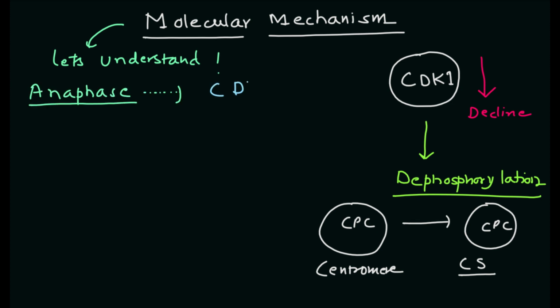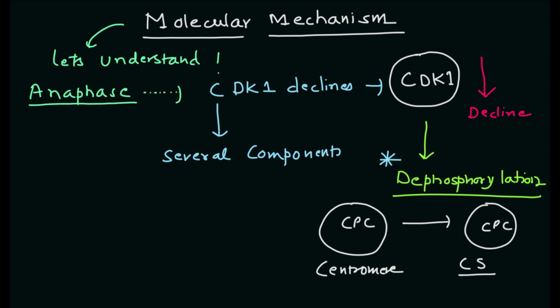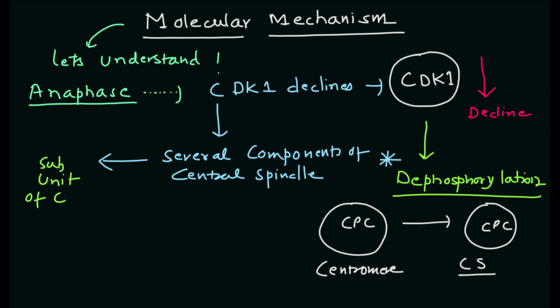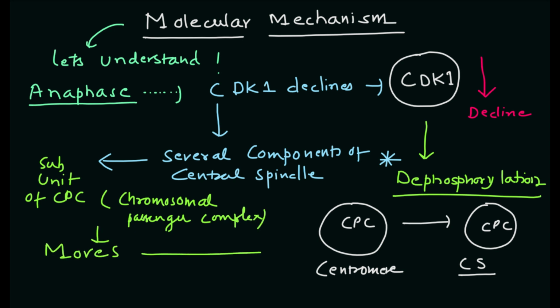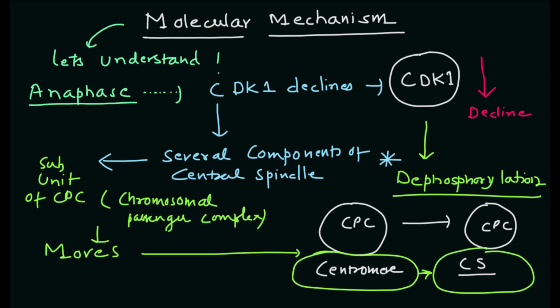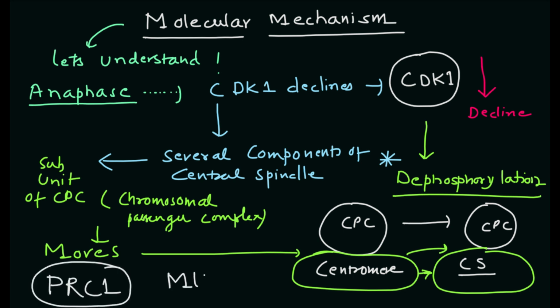As anaphase progresses, the activity of CDK1 declines. The phosphorylation occurs on several components of the central spindle. As a consequence, a subunit of the chromosomal passenger complex, CPC, moves from the centromere to the central spindle. Further, CPC governs the activity of other central spindle components such as PRC1 and MKLP1.